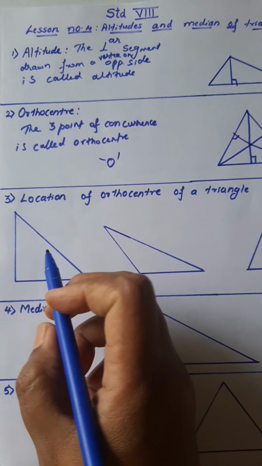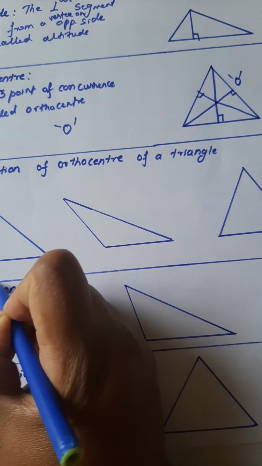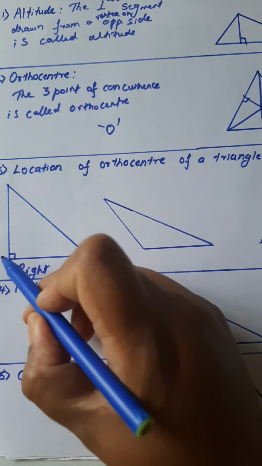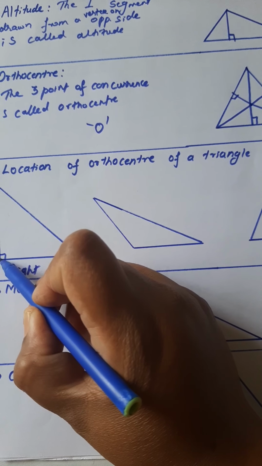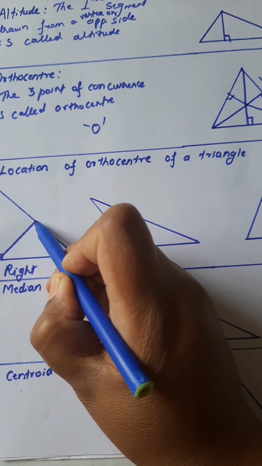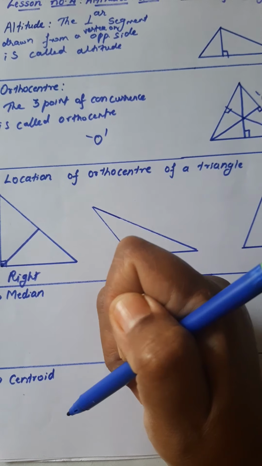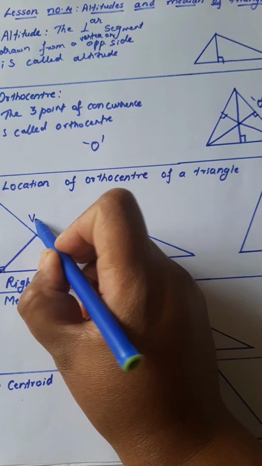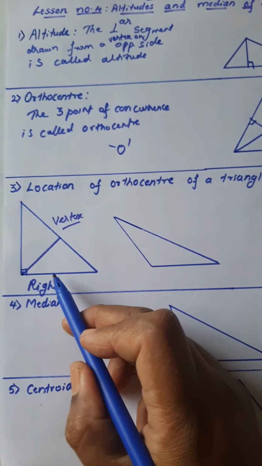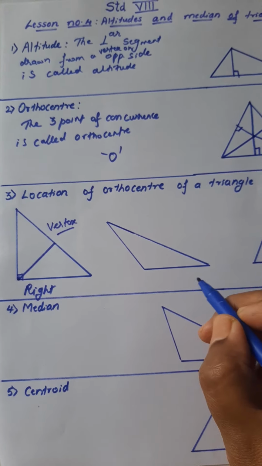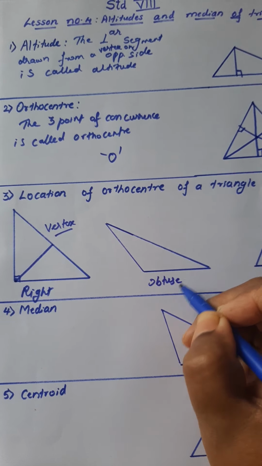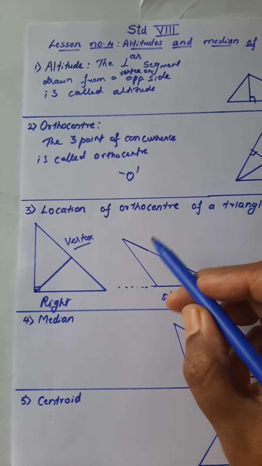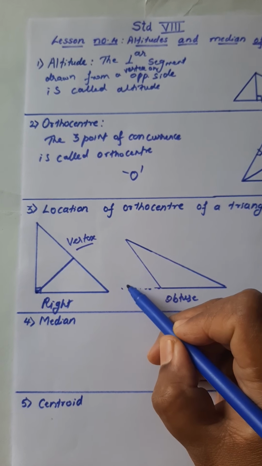Now first we will see the right angle triangle. What do you mean by a right angle triangle? Here a 90-degree angle is created. When we draw a segment from the vertex to the opposite side, the point of concurrence, or the location of the orthocenter, is on the vertex of the right angle triangle. Now next, the obtuse angle triangle. Where will it come here? On the exterior, or outside.